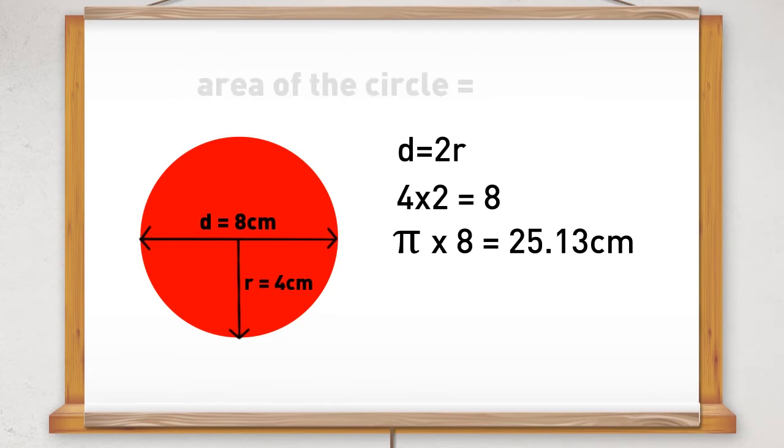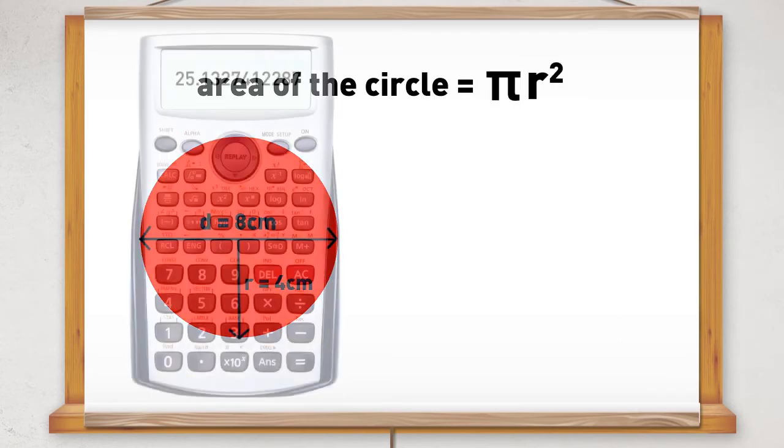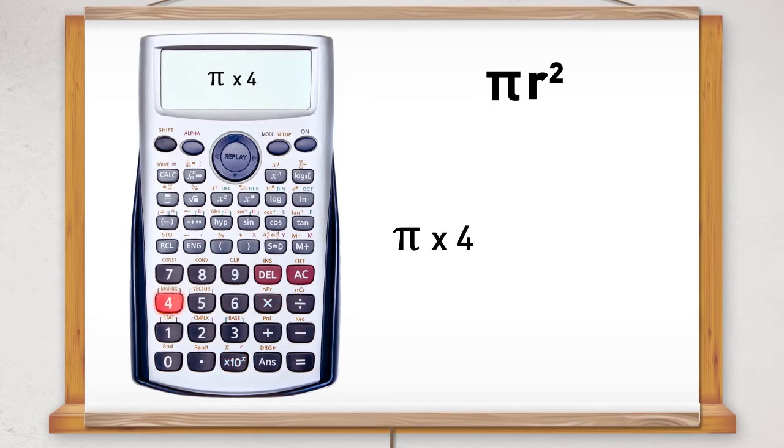To find the area of the circle, we need to do pi times r squared. The radius is 4, so pi times 4 squared equals 50.27 square centimetres, rounded to 2 decimal places.